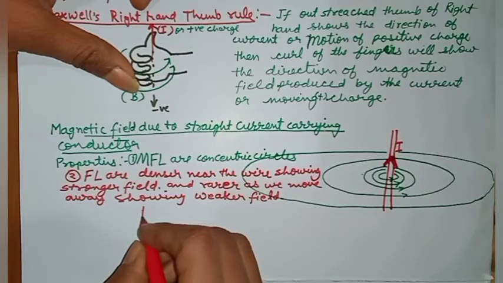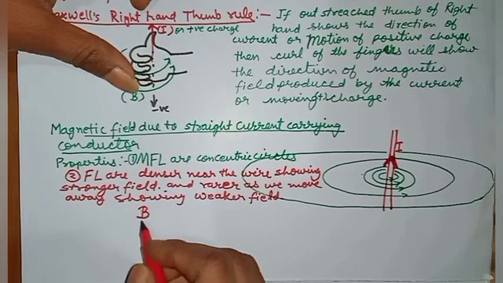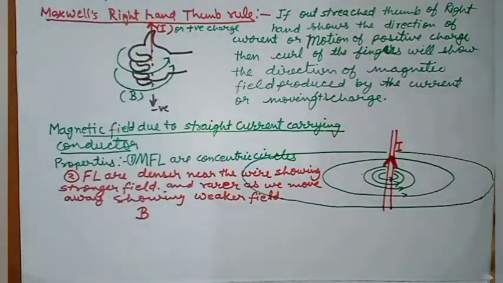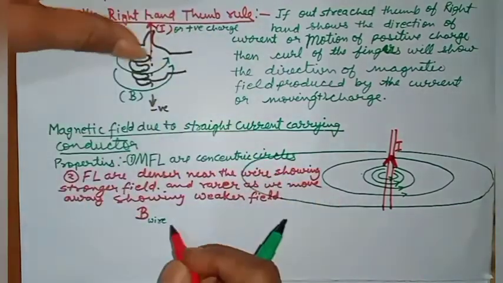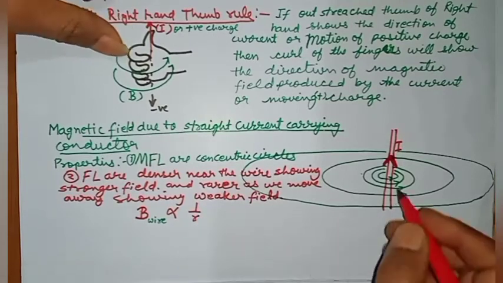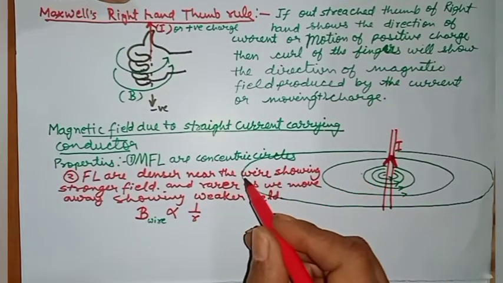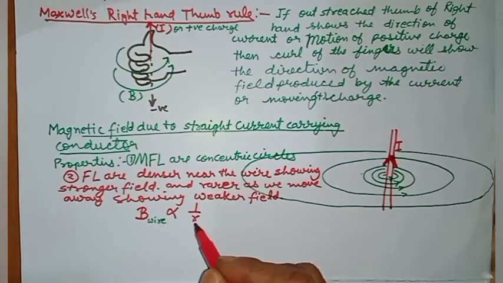In fact, remember this thing. Magnetic field, you remember this symbol. Magnetic field due to straight wire is inversely proportional to distance. It is not the radius. You can say radius, but it is the distance. As we move away from the wire, R increases, but B decreases. Remember this relation. No numerical from this chapter, but you have to understand these things.